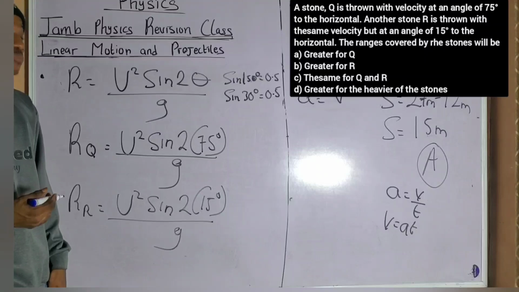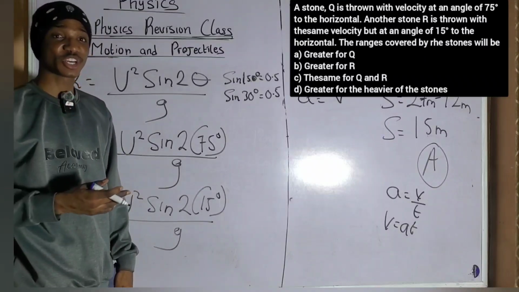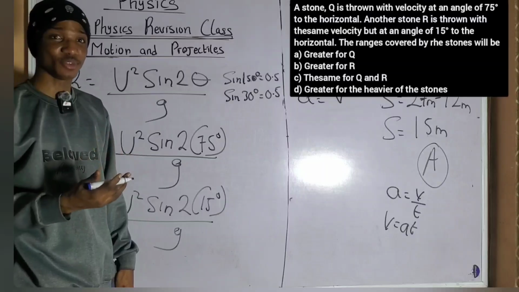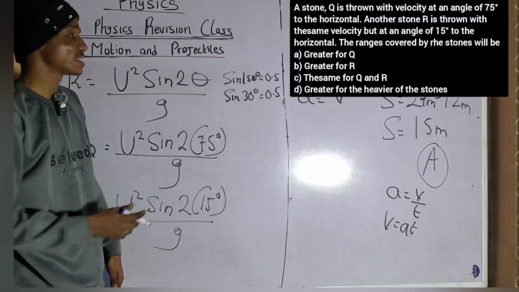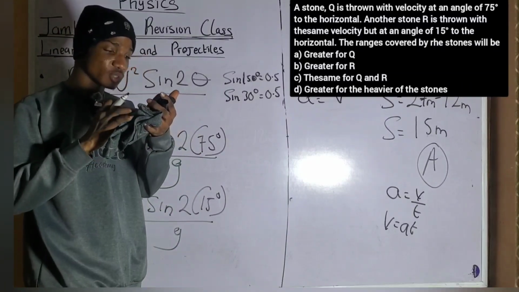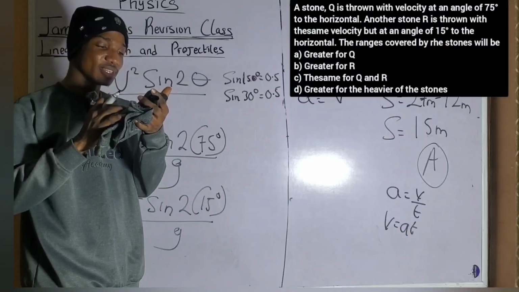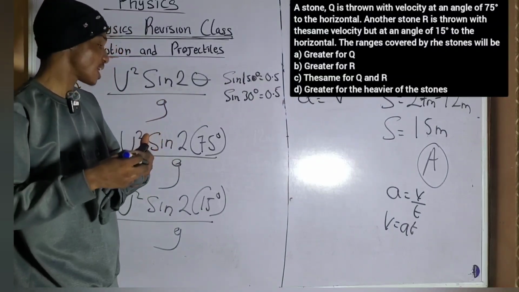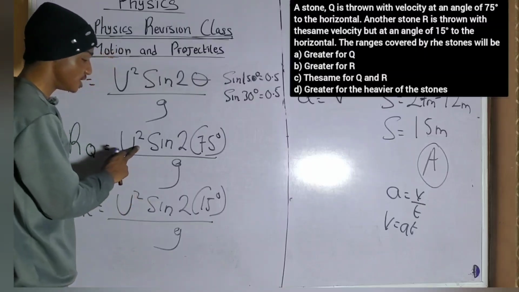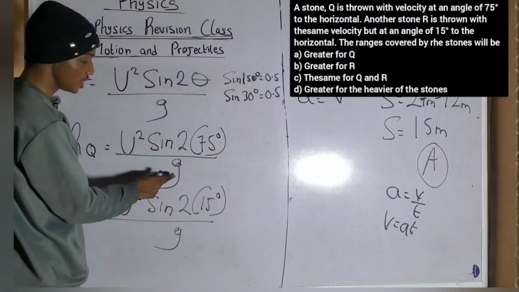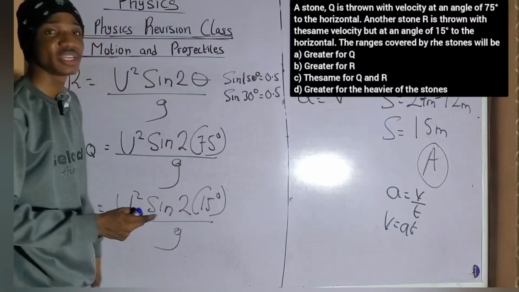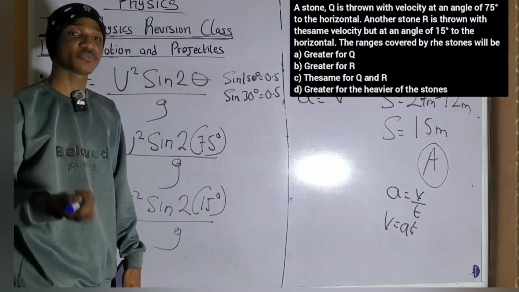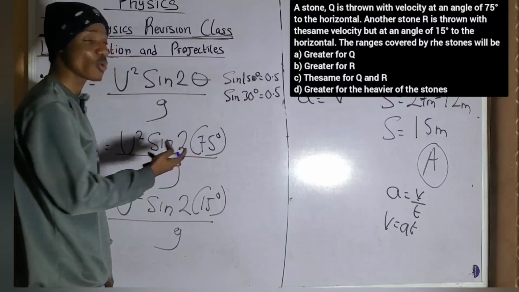Because the angles of projection, even though they differ, are based on quadrants, they still give the same value. Do you understand? So that is the solution to that question. The correct option is option C. The range will be the same because u is the same and g is the same. The only parameter that could make the range differ is the angle of projection.